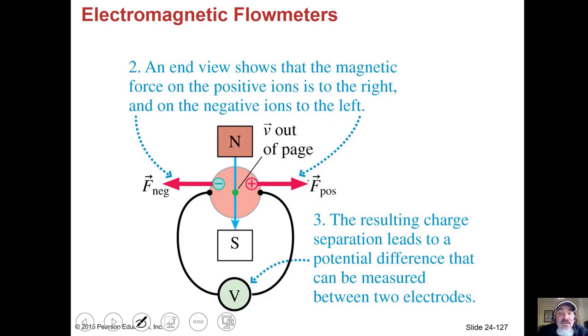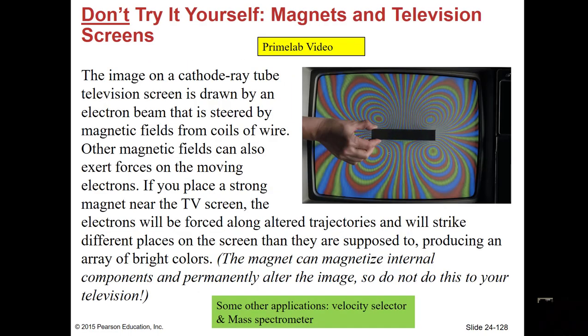So here's an end view of this. An end view shows that the magnetic force on the positive ions is to the right, and on the negative ions is to the left. So positive ions are pushed this way, negative ions are pushed that way, and then you get a potential difference between the sides, and you could measure the potential difference, and that's proportional to how fast the charges are moving. Okay.